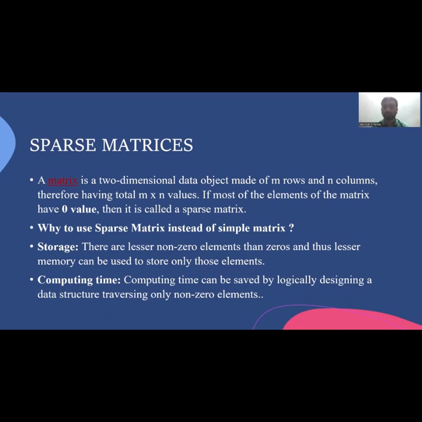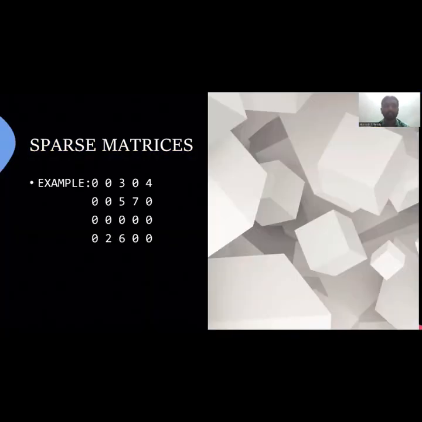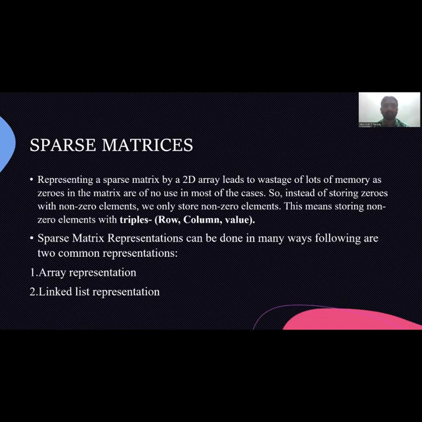Here is an example of a sparse matrix. Here it contains more zero elements than non-zero elements. Representation of a sparse matrix. We can represent it in many ways. Representation of a sparse matrix in a 2D array leads to a lot of memory wastage, as zeros in the matrix are of no use in most cases.